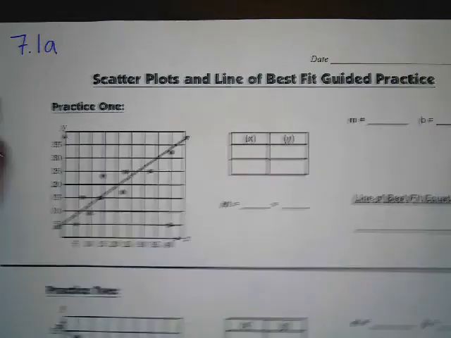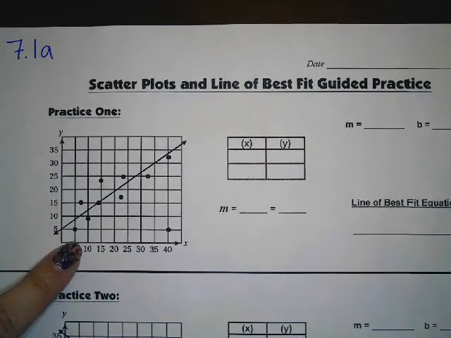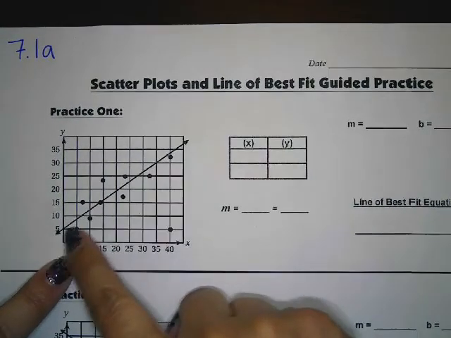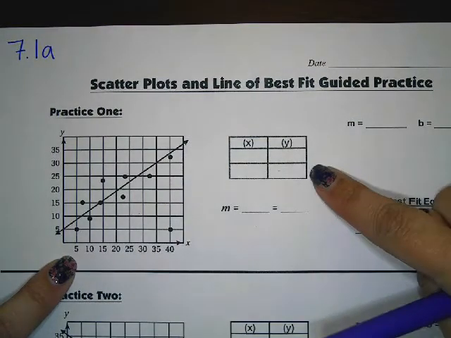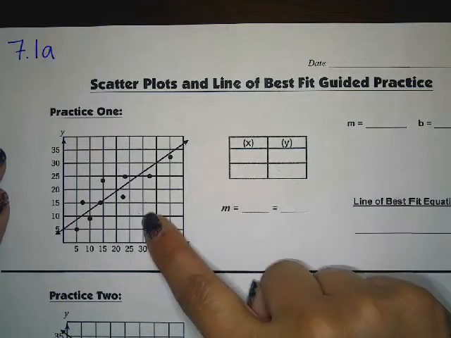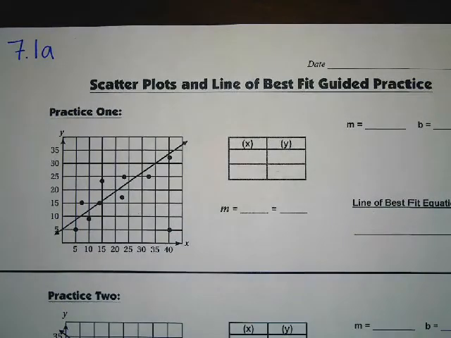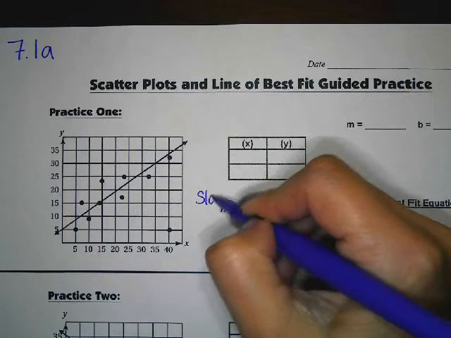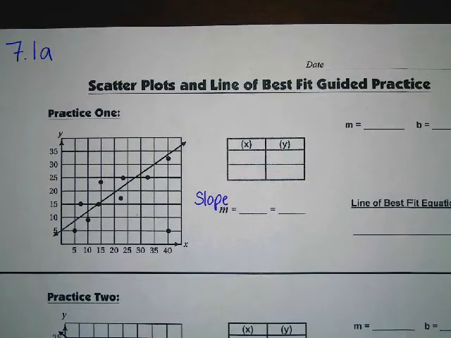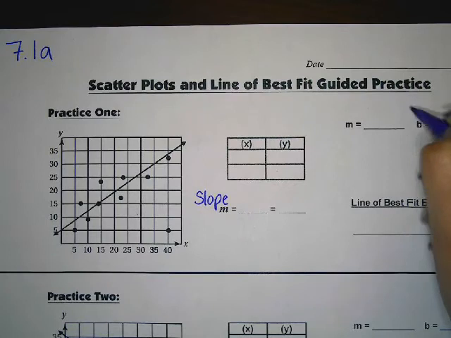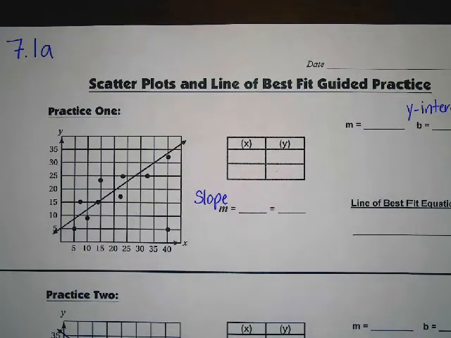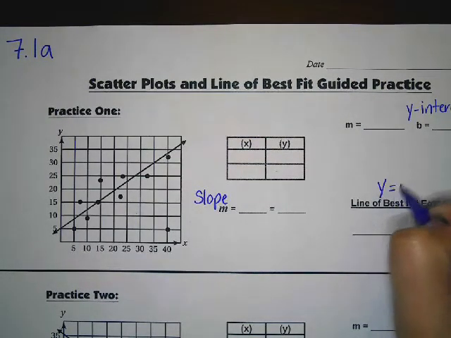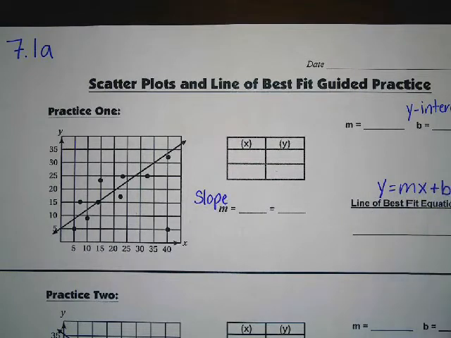On the first page, it's going to give you a graph with a scatter plot, and it already has the line of best fit drawn in. So what you're going to be doing is filling in your table with some of the points from the scatter plot. Find the slope, which is the m value. Remember, m is the slope. And identify the b value, which is your y-intercept. And then write an equation for your line of best fit. And remember, you want it in y equals mx plus b form.